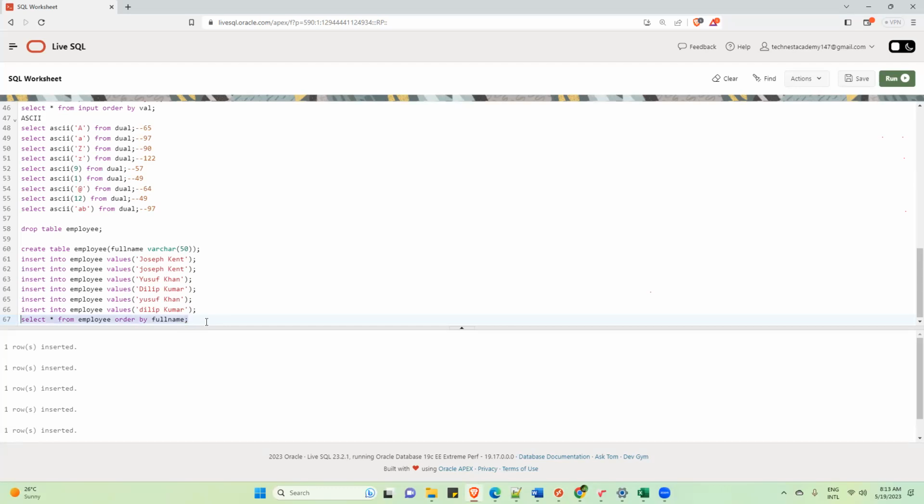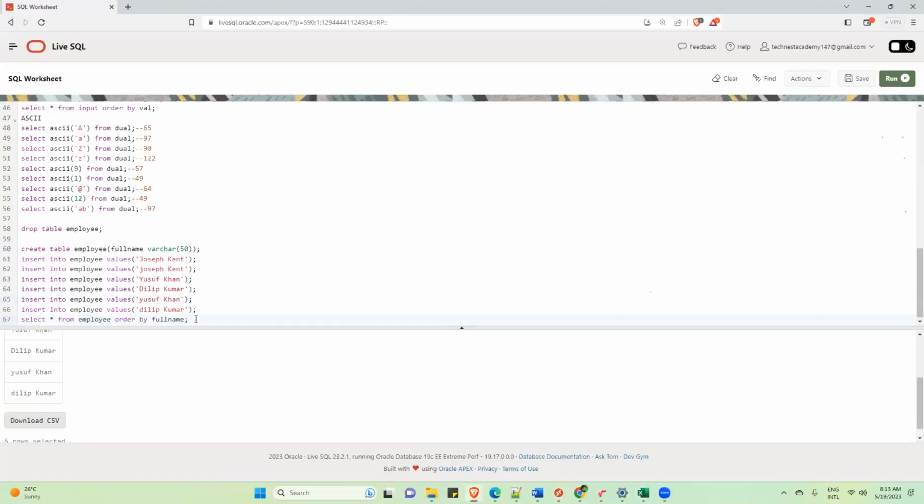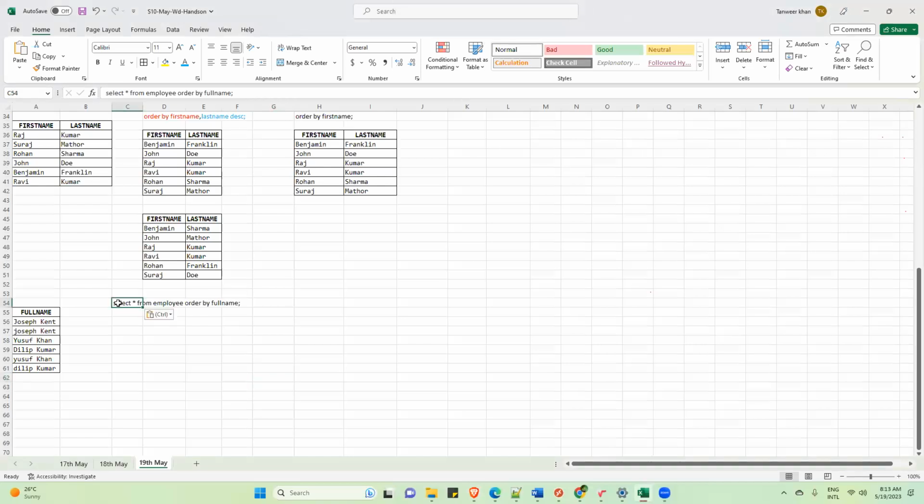Now I will not run this query. I want you guys to tell me what the output should be if I run this query. You guys have to explain that. This is the data and this is your query. Now tell me, if I execute this query, which record should be placed on the top?